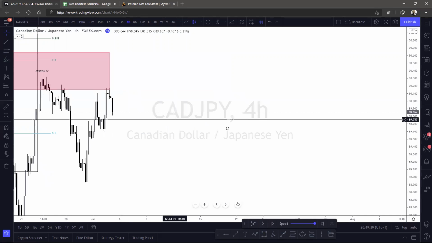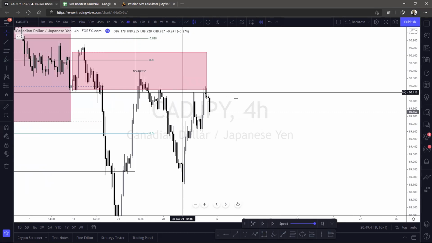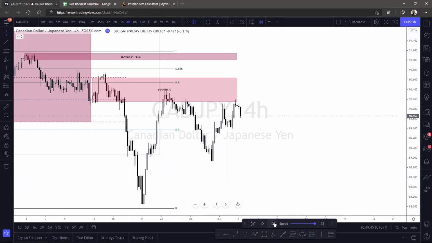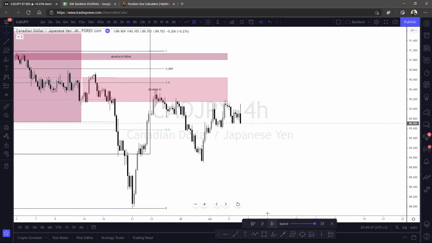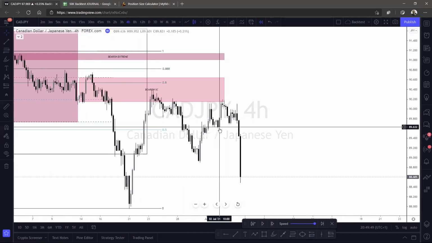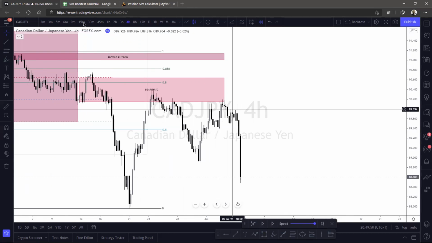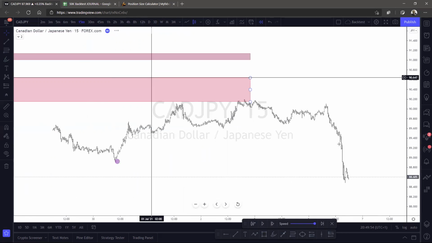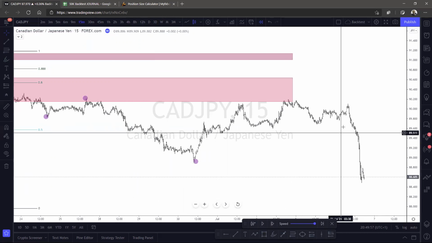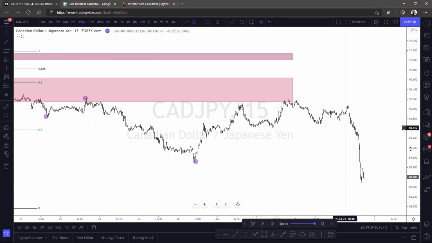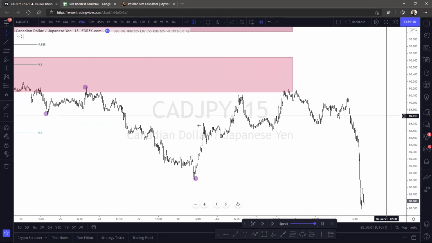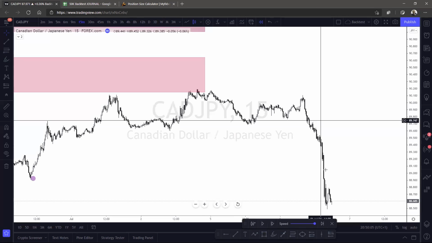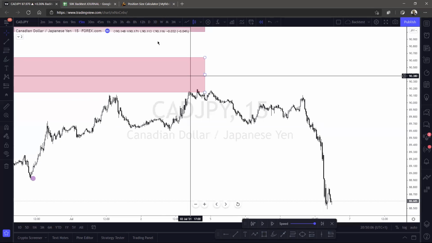Okay, so it seems that price tapped in there again. Okay, now it broke that order flow, but let's see if there was something in there then. No, it didn't pull back enough. So this was the break of the order flow. It didn't pull back enough, it just dropped. Okay, that's fine.